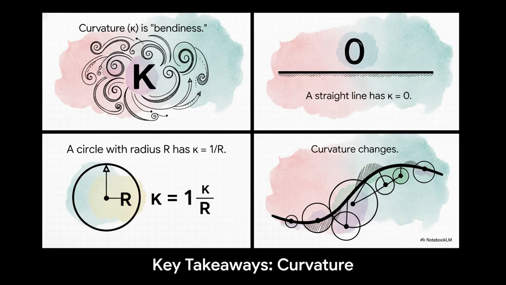So what should you really take away from all this? Well, first, the curvature, or kappa, isn't just a vague idea, it's a precise number for bendiness. Second, a straight line always has a curvature of 0. Third, a circle with radius r has a constant curvature of 1 over r. And finally, and this is maybe the most important point, for most curves that you'll run into, the curvature value actually changes depending on where you are on the curve.